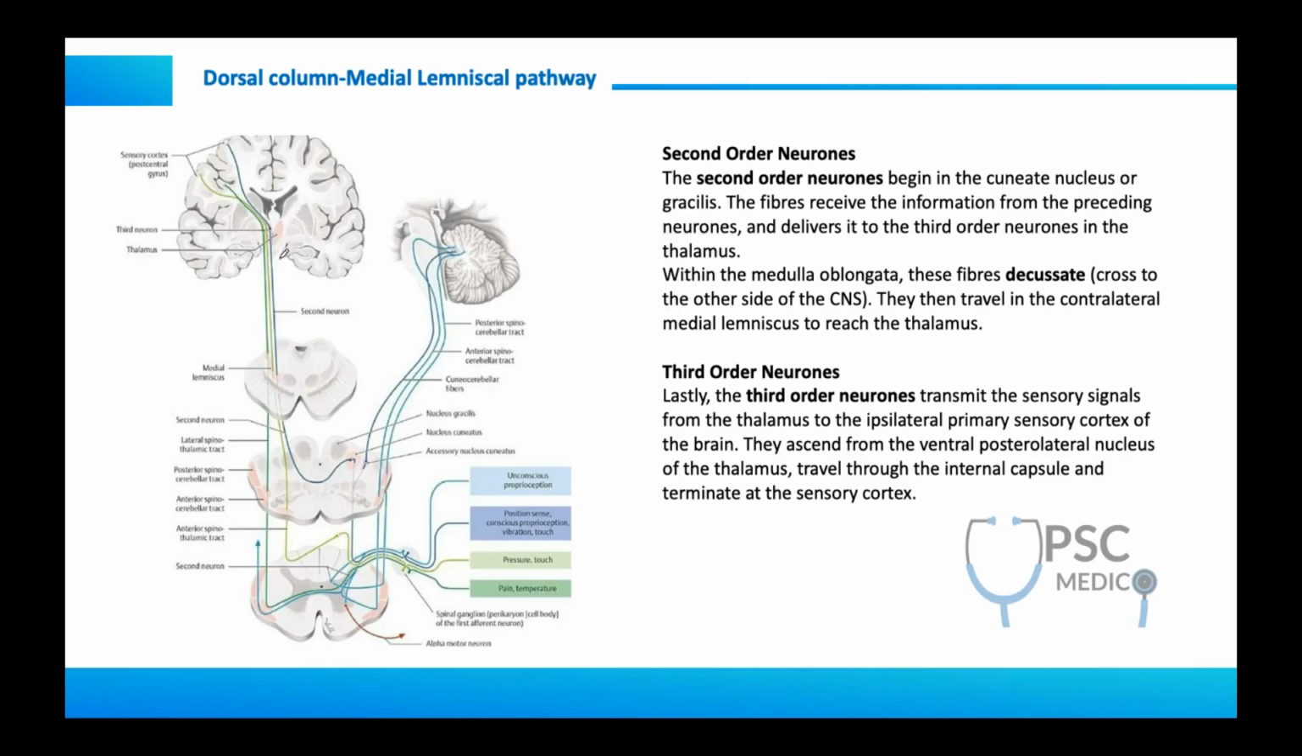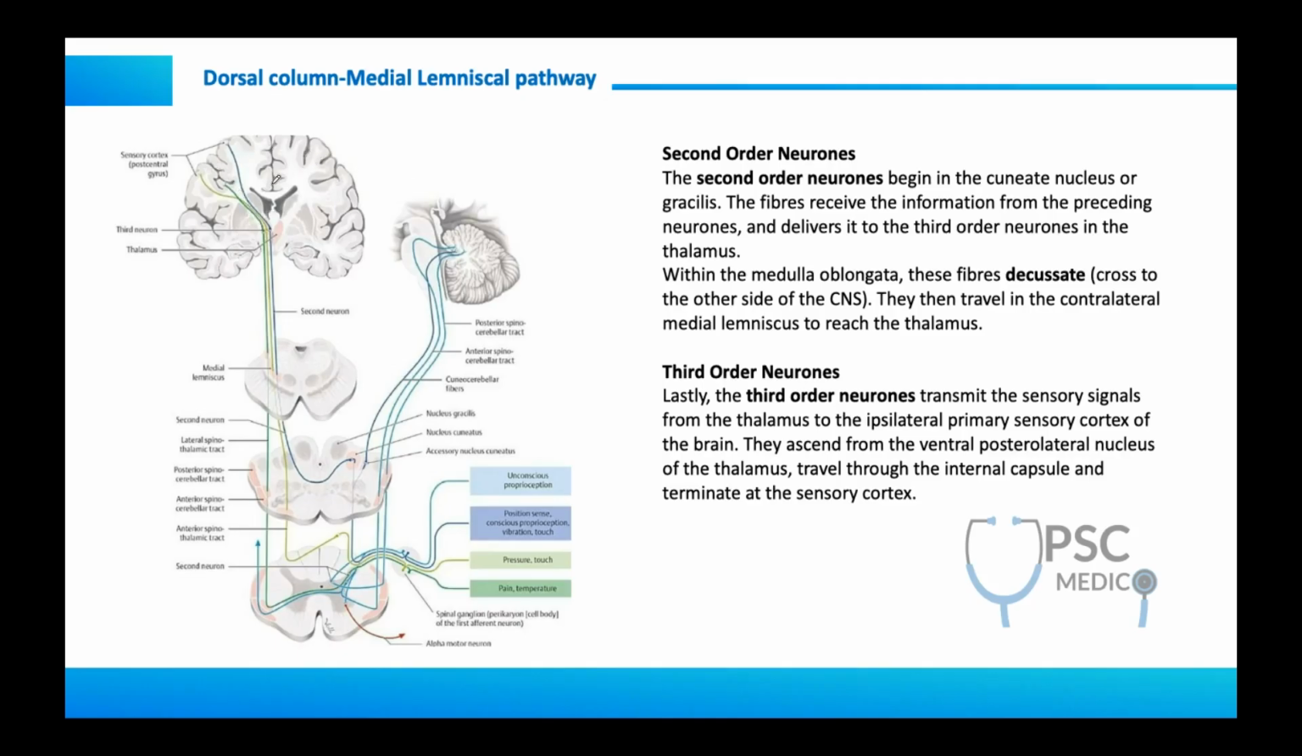And the third order neurons start from the thalamus and reach the ipsilateral, that is the same side, sensory cortex of the brain. Which part of the thalamus? Because in physiology they'll ask what the nuclei of the thalamus are. They travel from the posterolateral nucleus of the thalamus, through the internal capsule, and terminate in the sensory cortex.